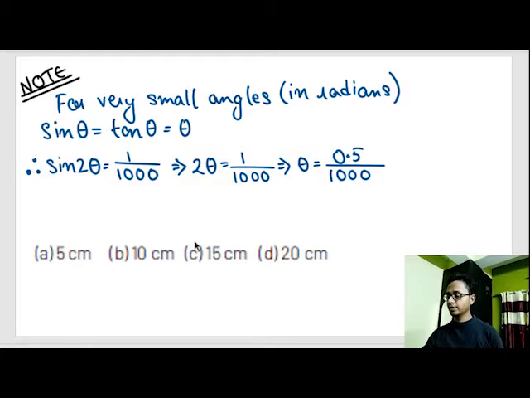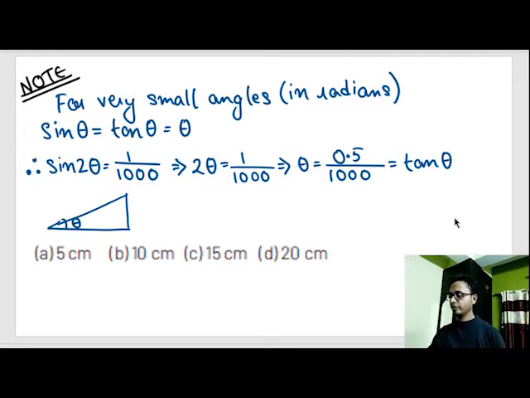Now let's construct a triangle. From here we learn that theta is equal to 0.5 by 1000. Now you can also write this as tan theta, because sine theta is equal to tan theta is equal to theta. So now let's draw a triangle. Suppose this was theta, then this was 0.5 and this was 1000.